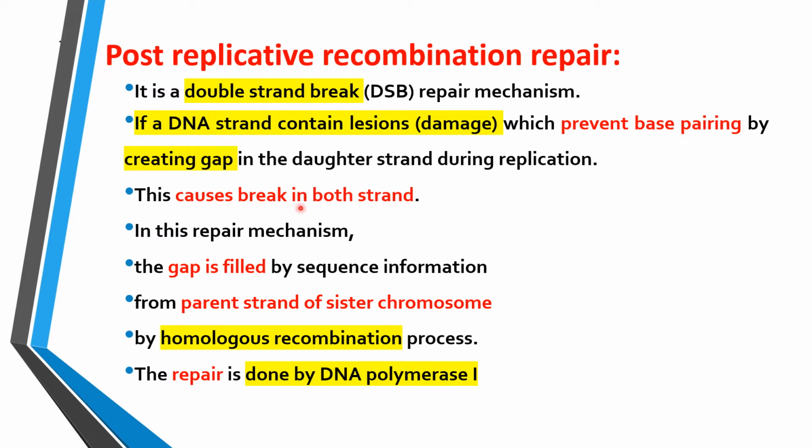So this causes break in both the strands of DNA, and this can be repaired, that is the gap can be filled by copying the sequence information from the parent strand of sister chromosomes, and this occurs by homologous recombination process, and the enzyme which is involved in this repair mechanism is DNA polymerase 1.